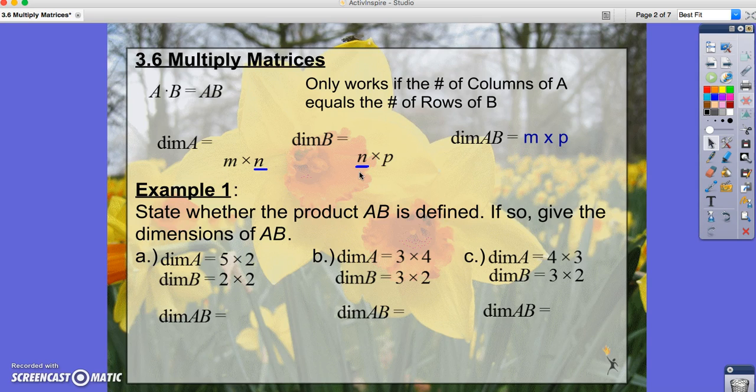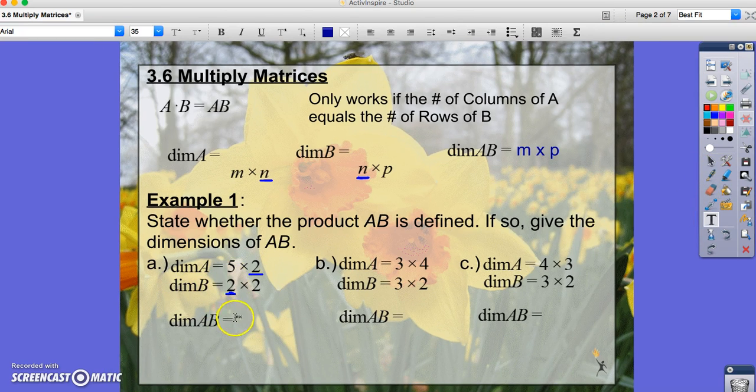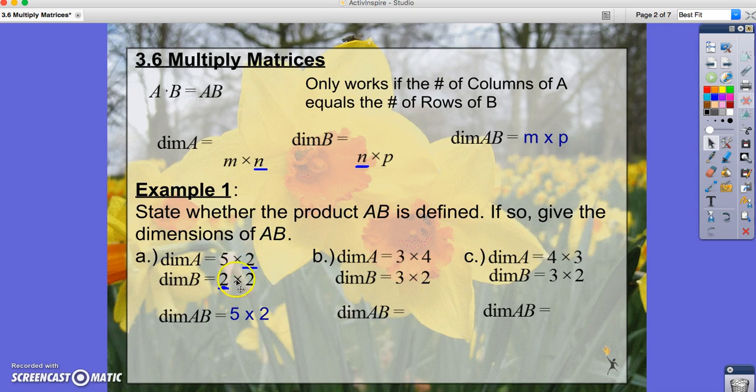All right, so let's start off with example 1. That says state whether the product AB is defined. If so, give the dimensions of AB. I have a 5 by 2 and a 2 by 2. Always underline this number and this number. So the number of columns of A matches up with the number of rows of B. Yeah, that's going to be 1. It's defined, actually. I'm just going to type it out. What I will have for my dimensions is a 5 by 2. So what's underlined goes away. We take the two other numbers.